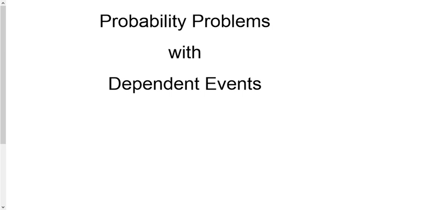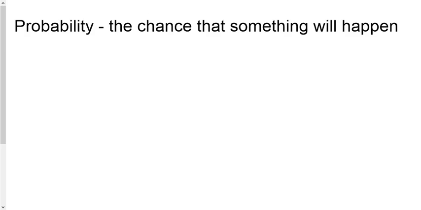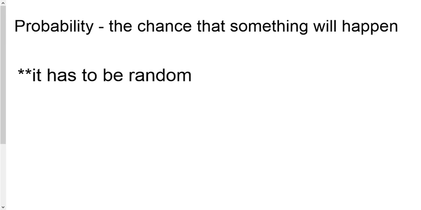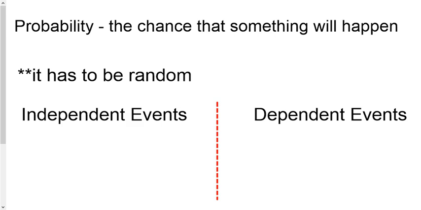Let's take a look at probability with dependent events. Now, probability, if you remember, is just the chance that something will happen. And we can look at that as if it was a fraction, like a 1 out of 3 chance. It has to be random, and that's really important because if it's not random, then it's planned and it's not left to chance.